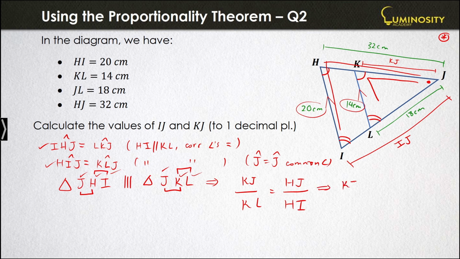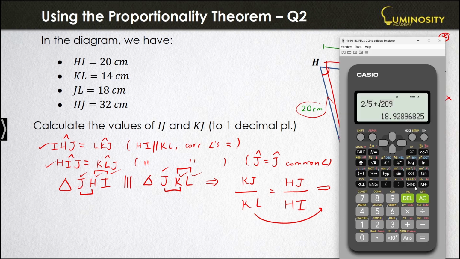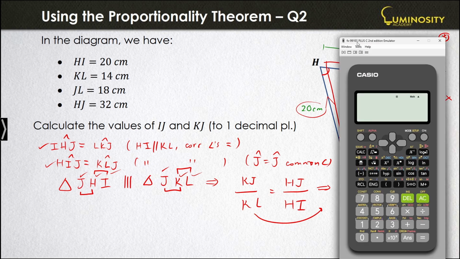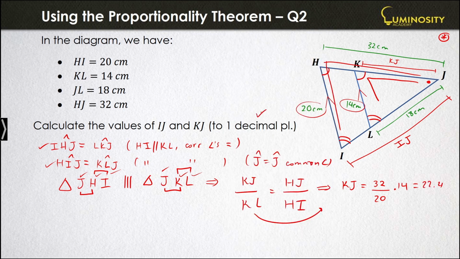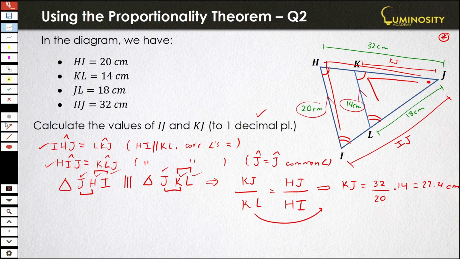Okay, KJ is what we're looking for, so I'm going to cross multiply both sides by KL. So first of all, HJ, that is what? 32 centimeters. Divided by HI, that was 20 centimeters, times KL, which was given to us as 14 centimeters. So I find that on my calculator. So that's going to be 32 divided by 20 times 14, and I get 22.4, and that is correct to one decimal place. 22.4 centimeters. Do not forget to put your units of measurement there.